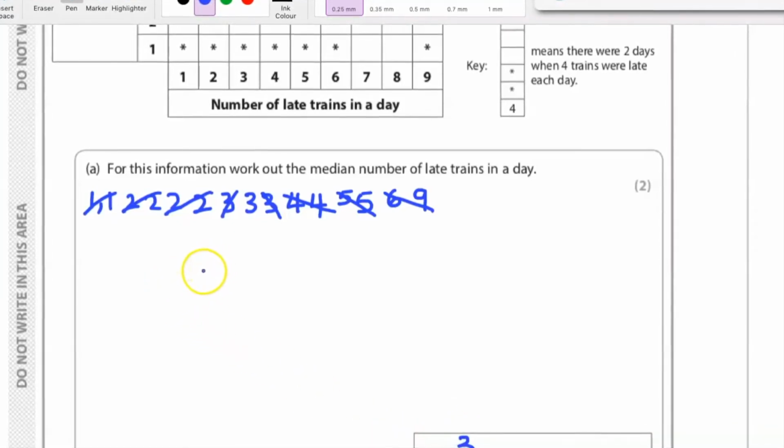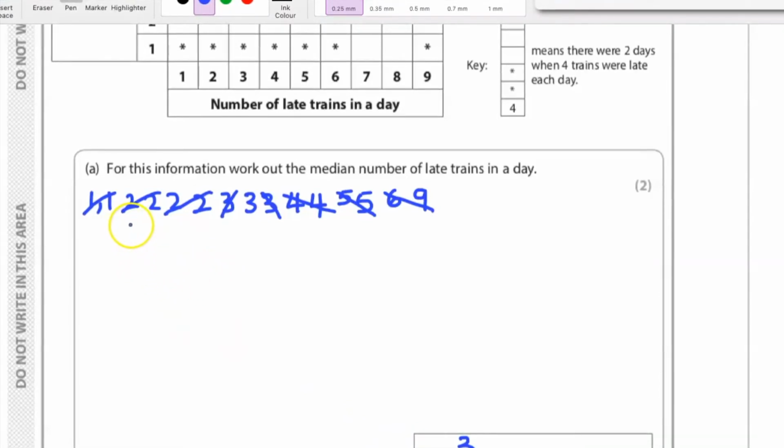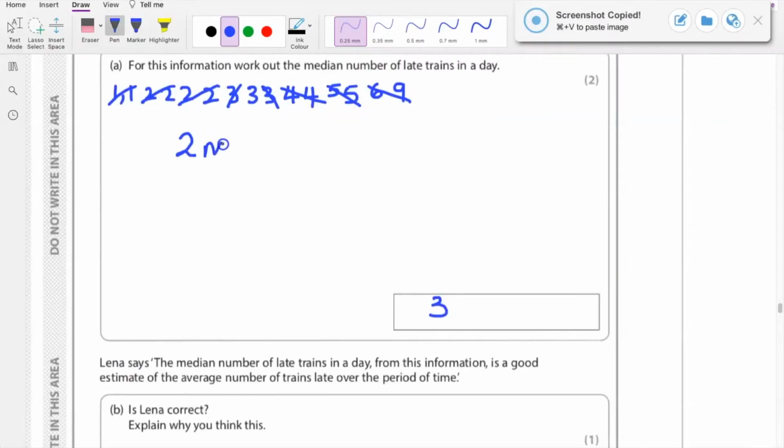Now we need to find the mode. The mode is the number that occurred the most. Here it is 2. Okay, the mode.